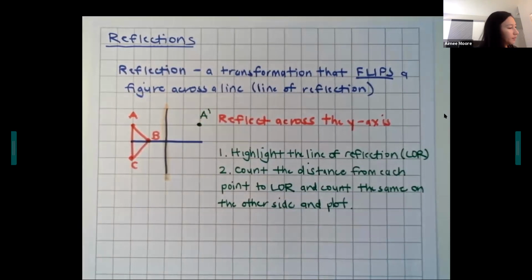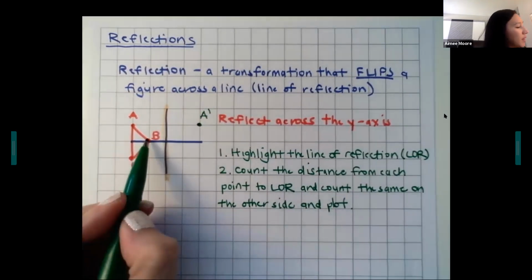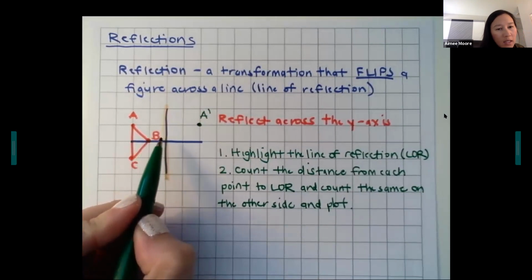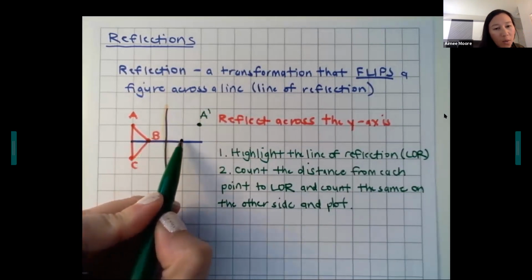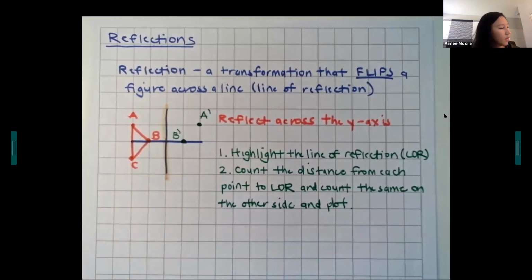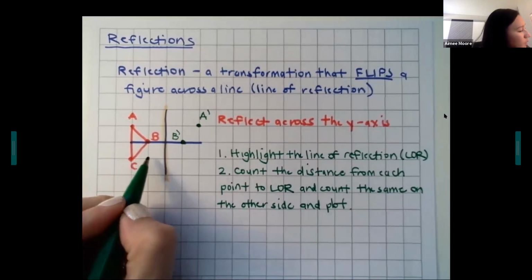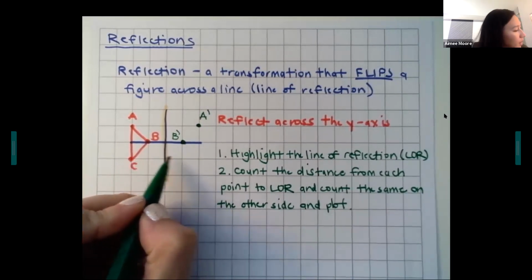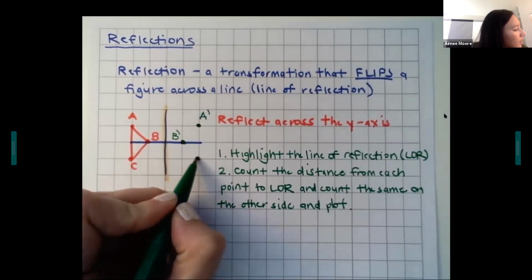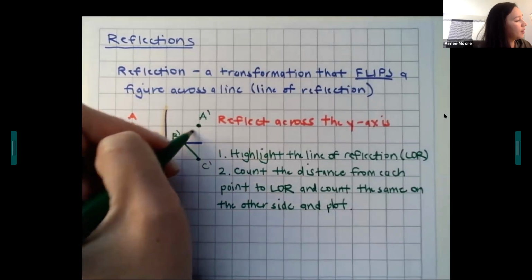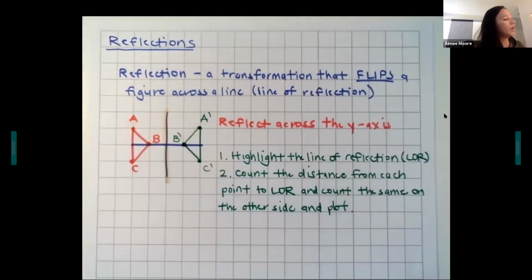And then we count B. The distance from B to the line of reflection is 1. So we start at the line of reflection and we count 1 the other way. And that's B prime. And then C is 2 from the line of reflection. So we count 2 on the other side, 1, 2, and there's C prime. And there is our reflected triangle.